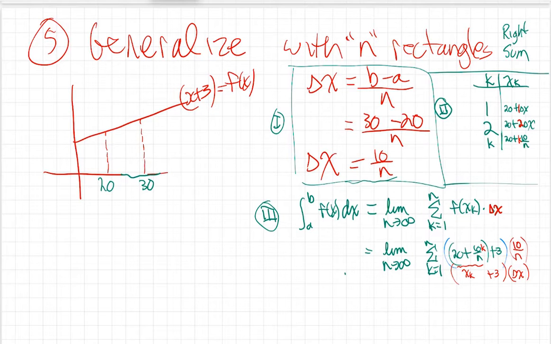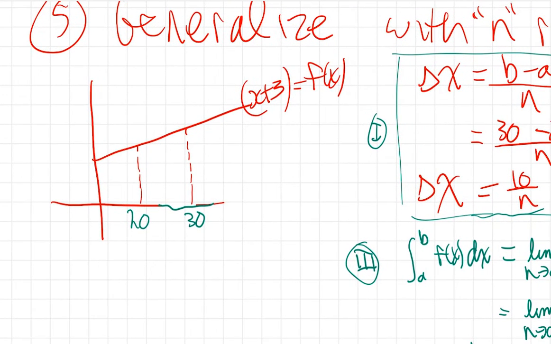Okay, so now we're going to start generalizing with n rectangles instead of one rectangle, two rectangles, etc. So I'm going to zoom in on this up first. Okay, so here's the function we're trying to get, and I changed the limits of integration to 20 to 30, but we're still dealing with f at x equals x plus 3. So I want to get the area under that curve.